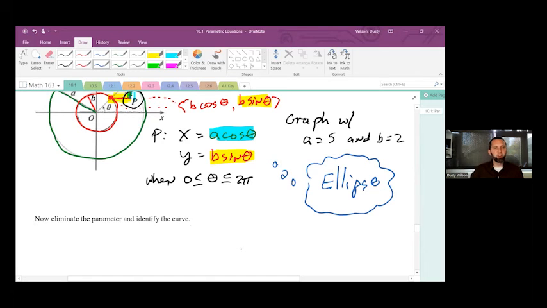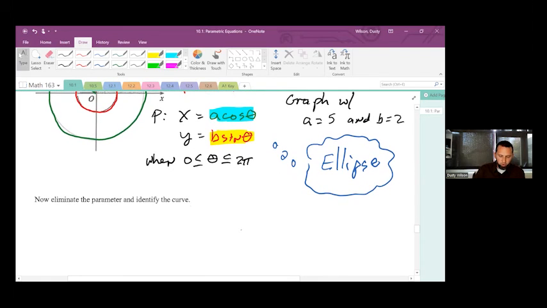So we're thinking this is an ellipse. If that's the case, let's just try and see whether our standard ellipse equation would work. So let's try x squared over a squared plus y squared over b squared equals 1. Does this work?